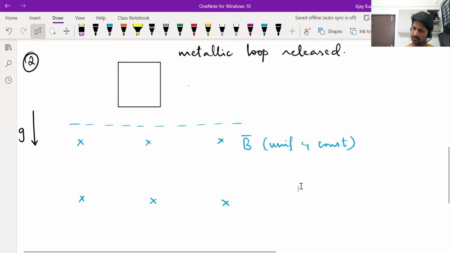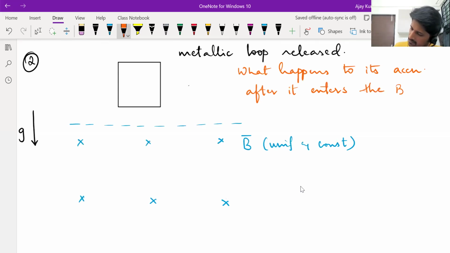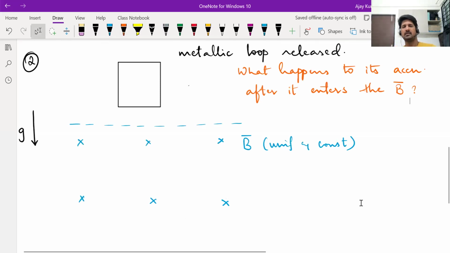So I'll write the question here. What happens to its acceleration after it enters the magnetic field? Try this, all of you.